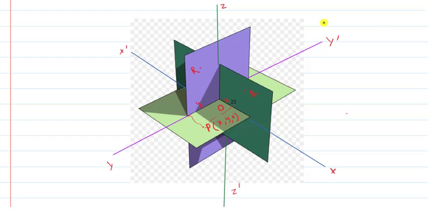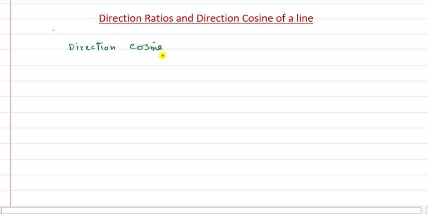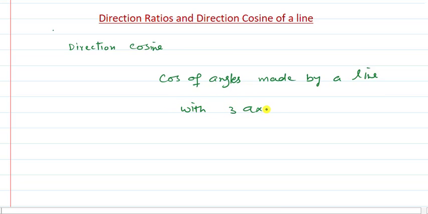So, let us begin with the first topic of 12th class, which is direction ratios and direction cosines of a line. As I told you in case of vectors also, the direction cosines are nothing but simply the cos of angles made by a vector with the three axes, that is x-axis, y-axis and z-axis. Similarly, in case of a line, the cos of angles made by a line with the three axes are known as direction cosines, or simply we call them DCs.